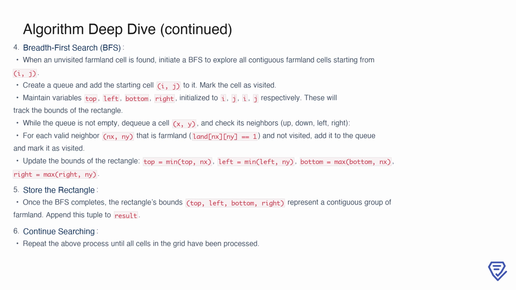As we process the queue, for each dequeued cell, x, y, we examine its neighbors in all 4 directions: up, down, left, and right. If a neighbor is valid, meaning it is farmland and unvisited, we add it to the queue and mark it as visited. While doing so, we also update the rectangle bounds, adjusting top, left, bottom, and right as needed to encompass the newly discovered cells. Once the queue is empty, we know the rectangle bounds for this group of farmland, and we append the tuple, top, left, bottom, right, to the result list. This ensures we accurately capture the extent of the farmland group before moving on to other unvisited cells.